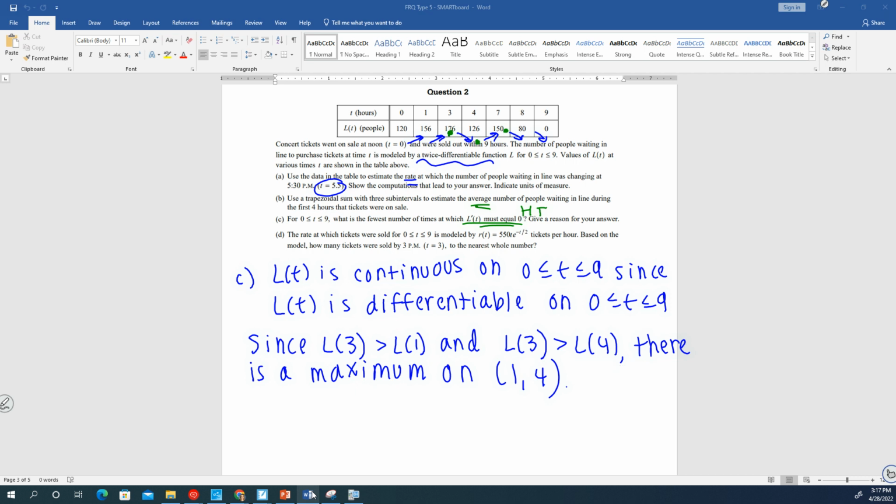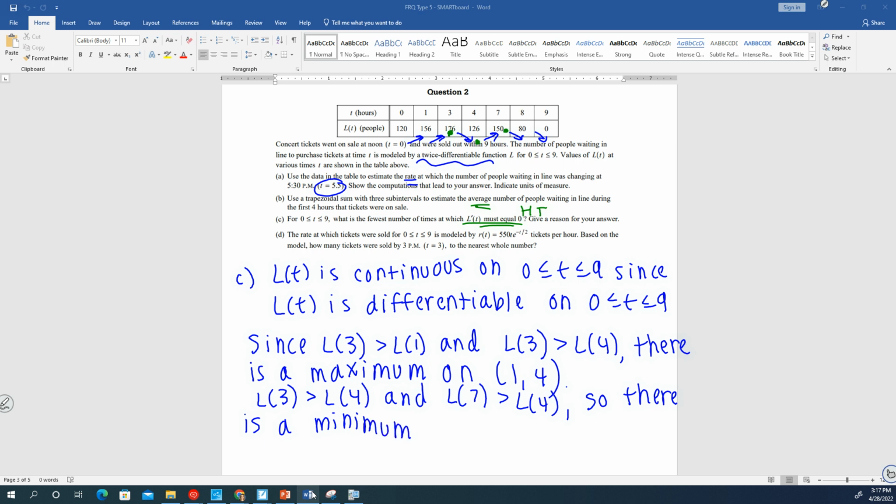actually, I'm just going to write it out again. L of 3 is greater than L of 4, and L of 7 is greater than L of 4. So there is a minimum somewhere in that interval. I should be writing my intervals like this. Either is fine, you can write either notation. I just see this more often.